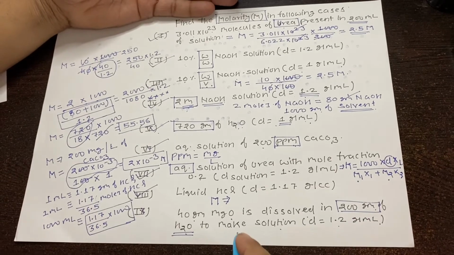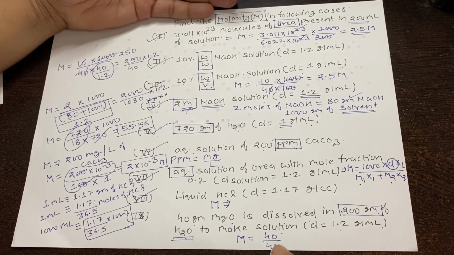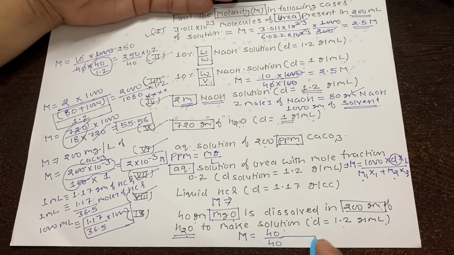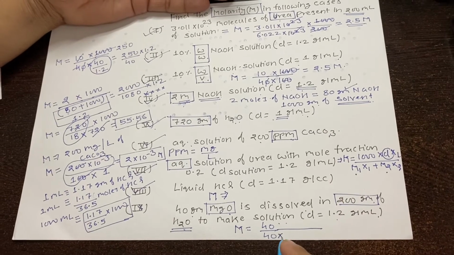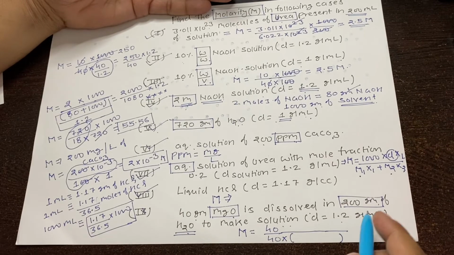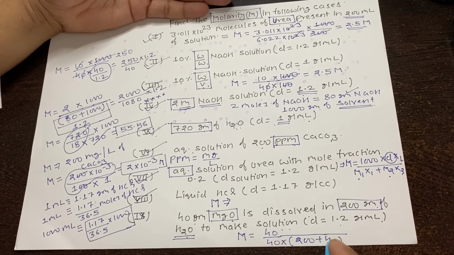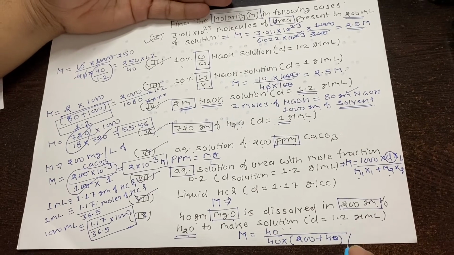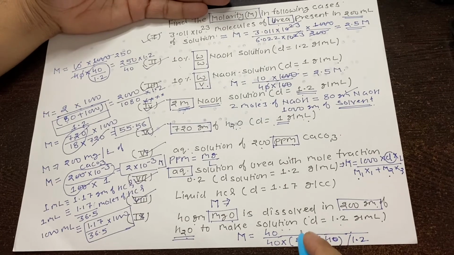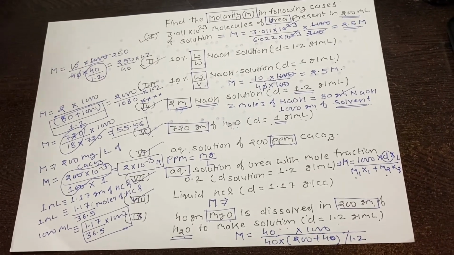So first we will find the moles of solute, which is MgO: 40 by 40. And now the volume of solution is to be calculated. So how can we calculate the volume of solution? 200 gram plus 40, this is the mass of solution. We will divide this by density, which is 1.2 gram per ml, into 1000. Now we can solve this equation and we will get the molarity.